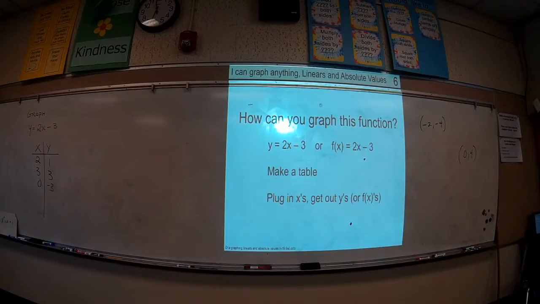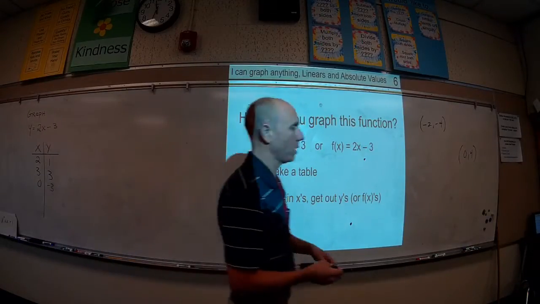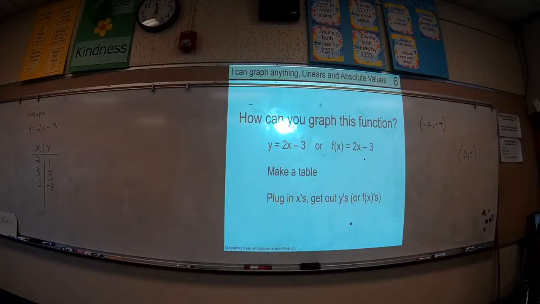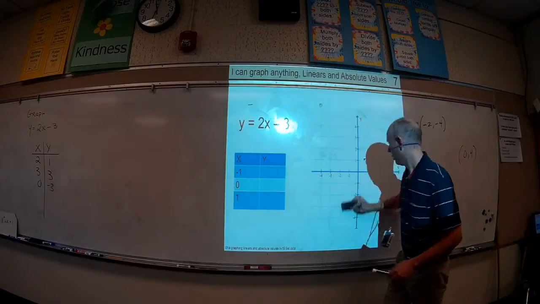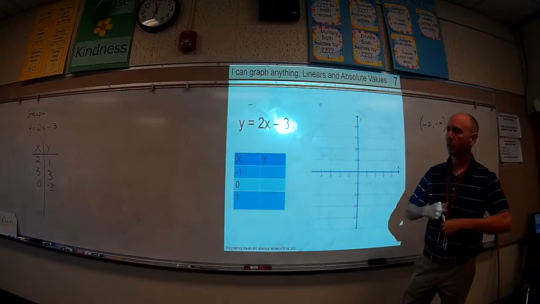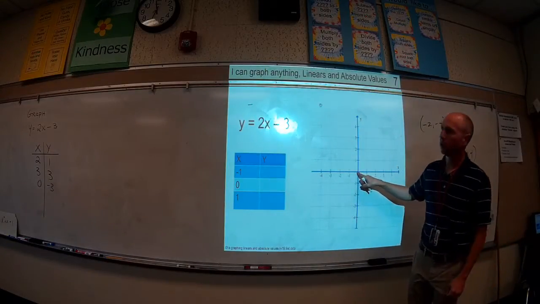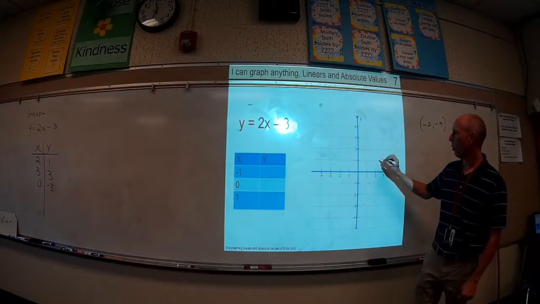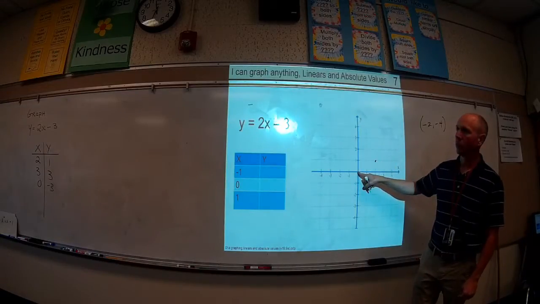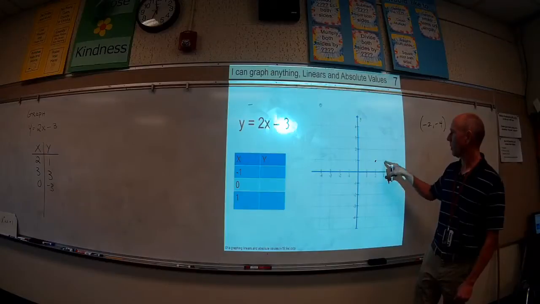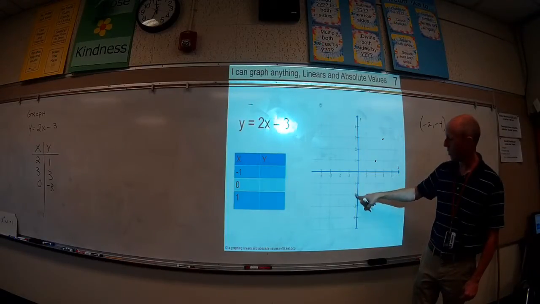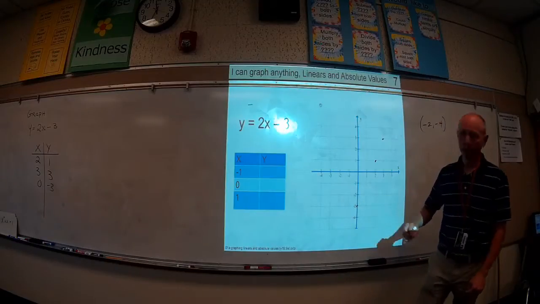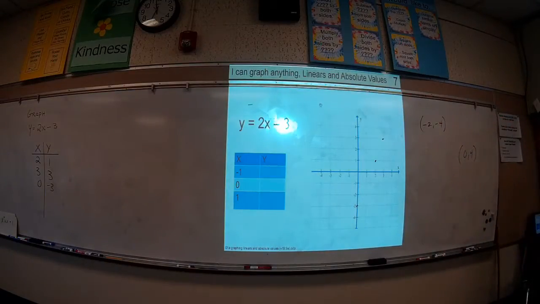Okay. Here are the points. Graphing lines. I start at 0, 0. I'm going to go over 2, up 1. 0, 0. Go over 3, up 3. 0, 0. Don't go over. Go down 3. And, the magic of computers, there's the line.